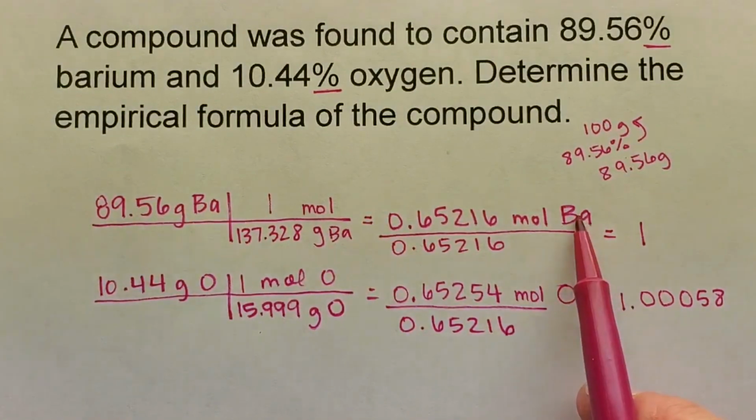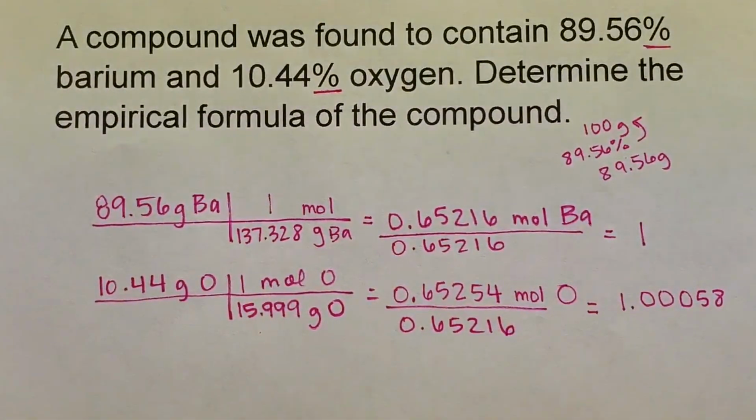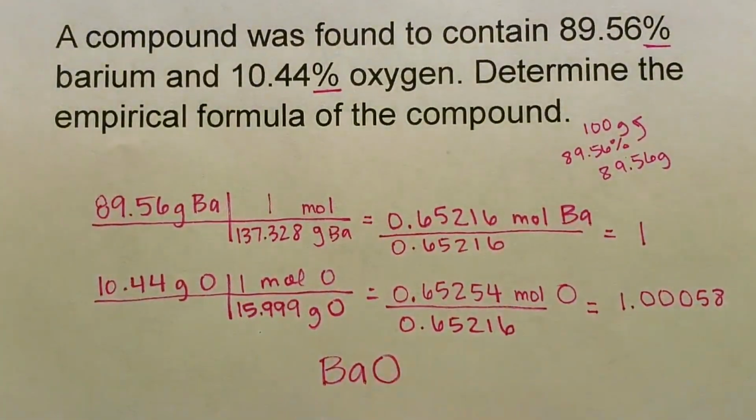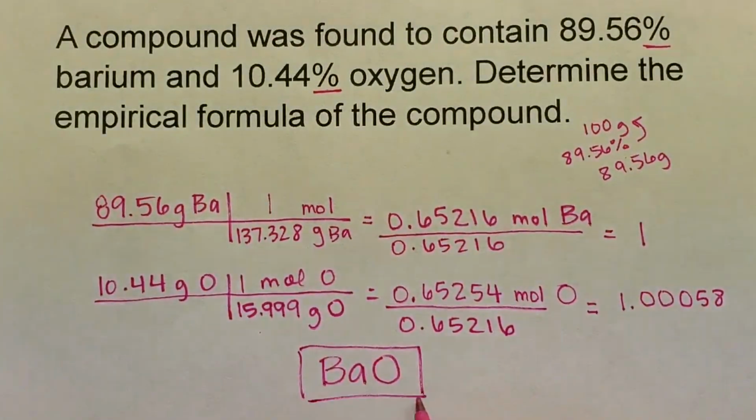This is our mole ratio. 1 mole of barium to 1 mole of oxygen. So our empirical formula is BaO, 1 mole of each.